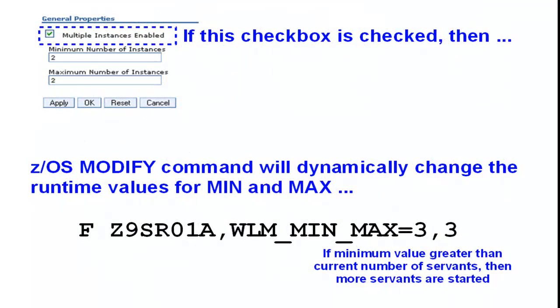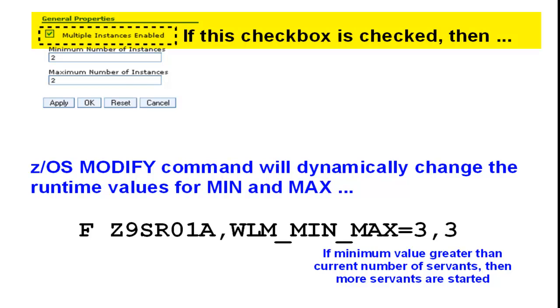Generally speaking, we don't see many customers taking advantage of the dynamic expansion capabilities. What they usually do is they define some number of servants based on an expectation of workload, and if they need more servants, they use the zOS modify command to get that number of servants active. And how this works is like this.